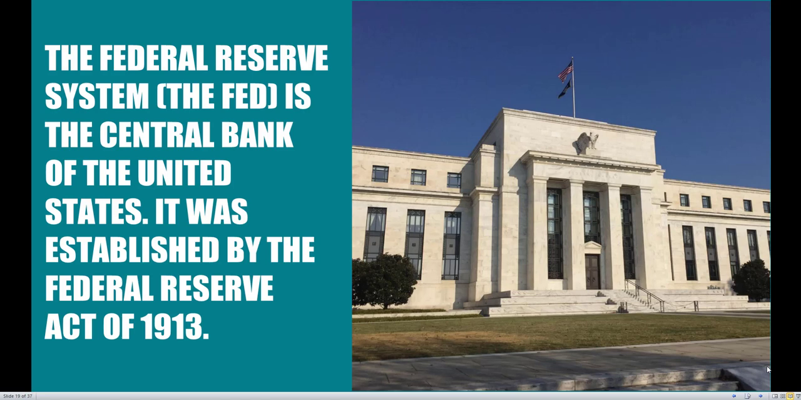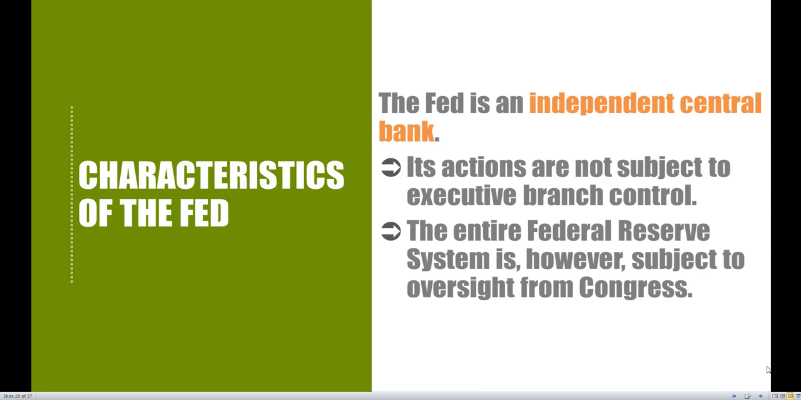So here we take a look at the structure of the Federal Reserve and a few of the components. The Federal Reserve is a very, very important tool for the economy because it has the tools of monetary policy to influence where the economy may be heading. In terms of a few characteristics about the Federal Reserve and when it was created, we notice that the Federal Reserve is an independent central bank, meaning that its actions are not subject to the executive branch control. So basically the Federal Reserve is going to do what they believe is in the best interest of the United States' economy.